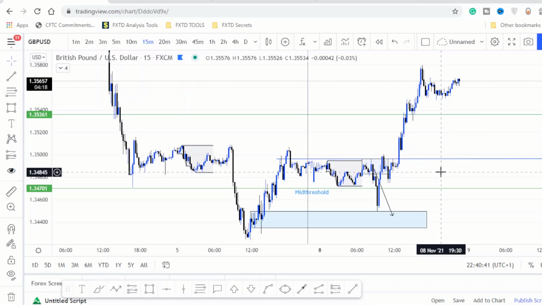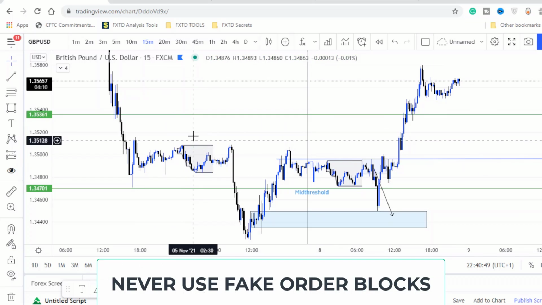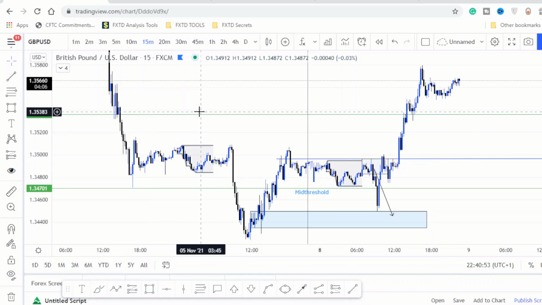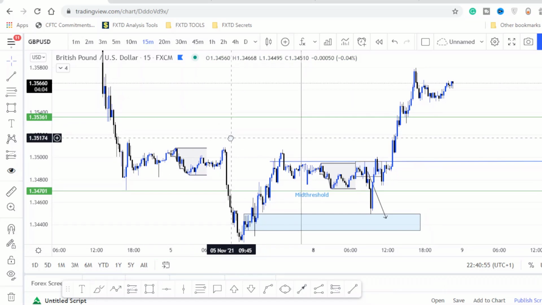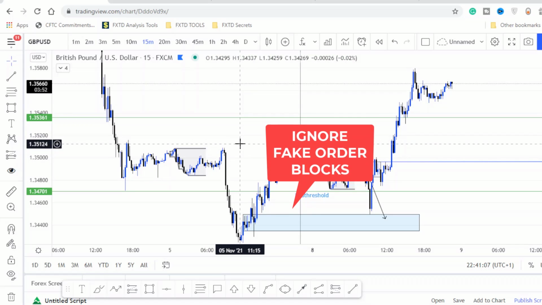In this video I'm going to show you how you should never use a fake order block. Which means that after watching this video you will never use any fake order block again. So how will you be able to achieve that? It's very simple. Stay with me in the next few minutes and I'm going to show you step by step how you'll be able to identify high probability order blocks and how you can ignore fake order blocks.